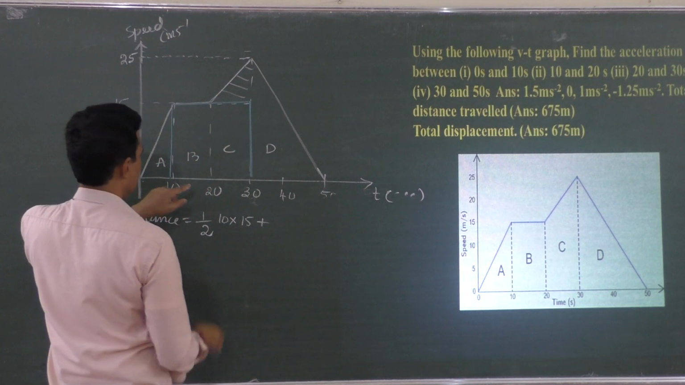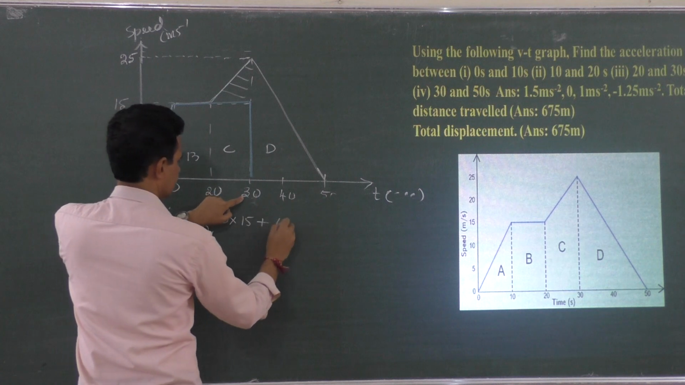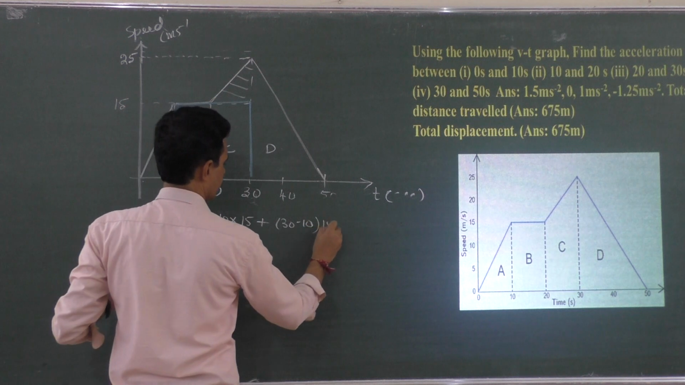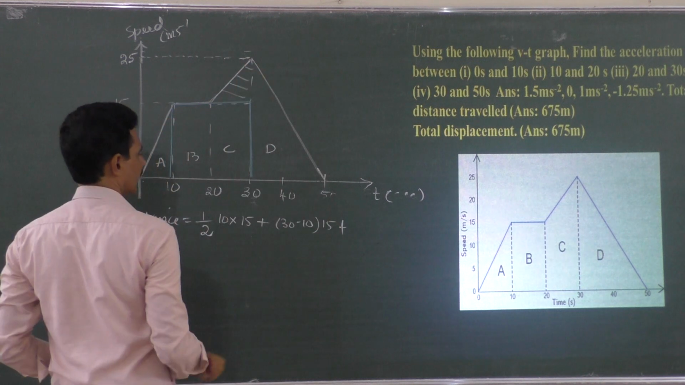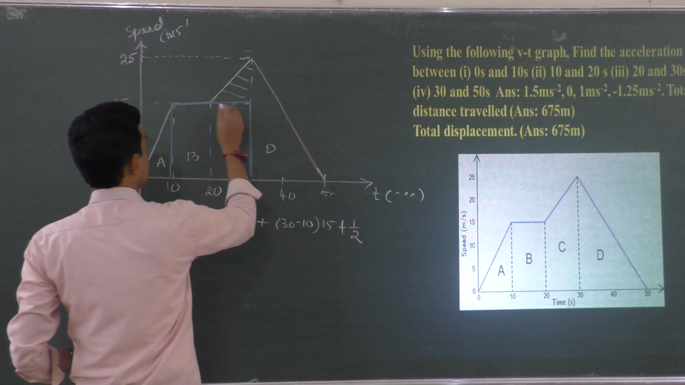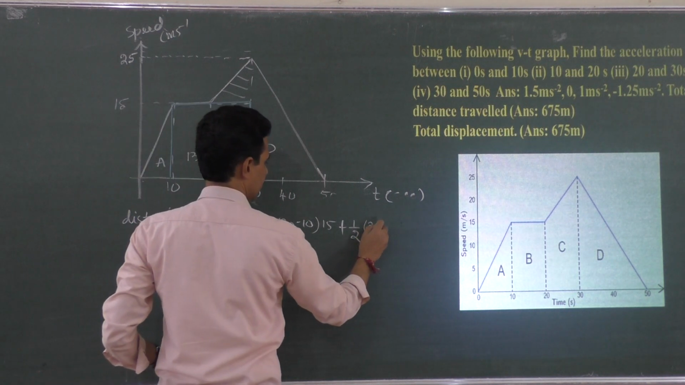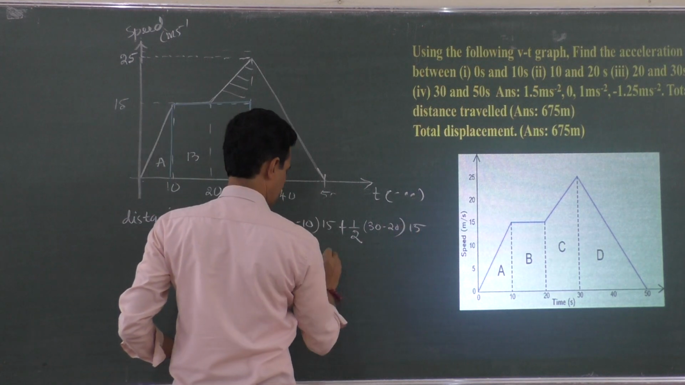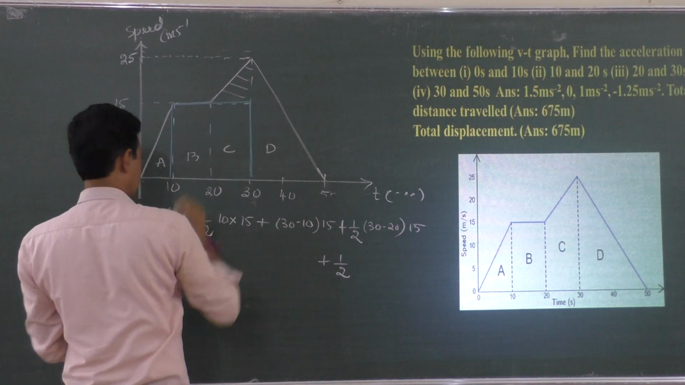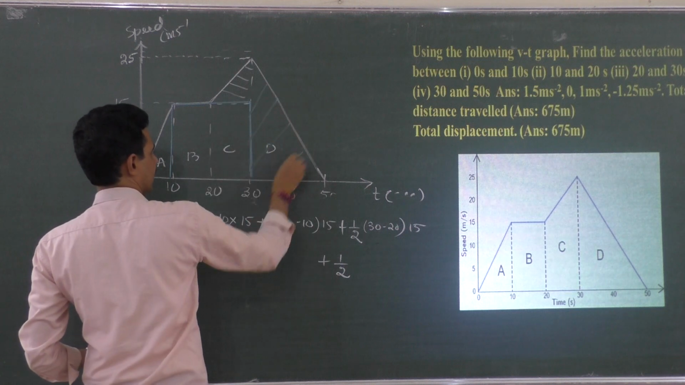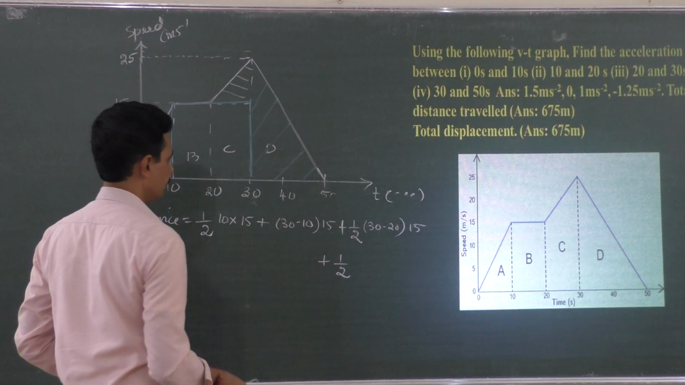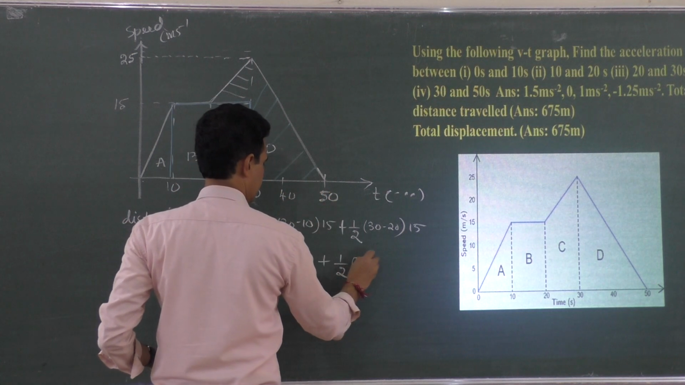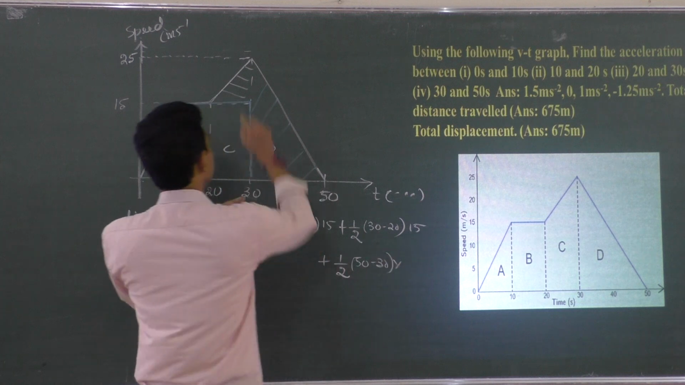Okay, this one is length into breadth, 30 minus 10 into breadth 15, plus area of this triangle, half base is 30 minus 20 into height is 15, plus half. Let's take the full triangle, it will come in one go. This triangle, half base 50 minus 30 into height 25.